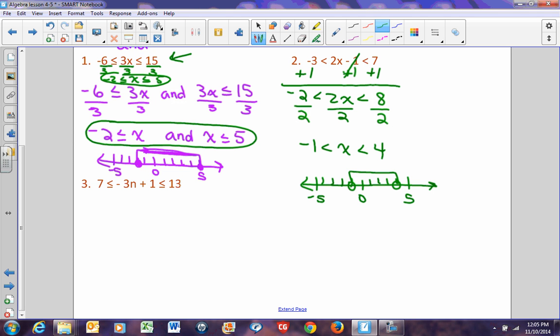Number 3, I need to get rid of the 1 again. So I'm going to subtract 1 from the middle part of the inequality, the right half of the inequality, and the left side of the inequality. So 7 minus 1 is 6, which is less than or equal to negative 3n. These two 1s cancel out, which is less than or equal to 13 minus 1, which is 12. Now to get n by itself, I'm going to divide by negative 3.